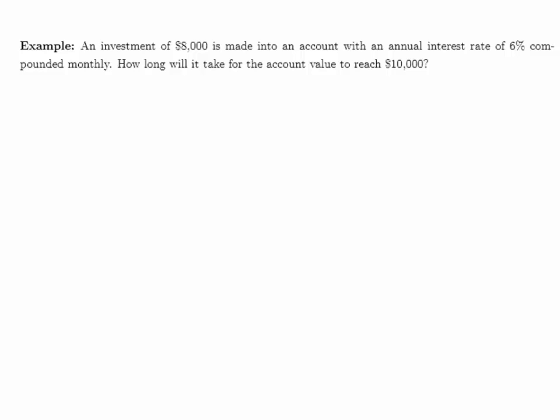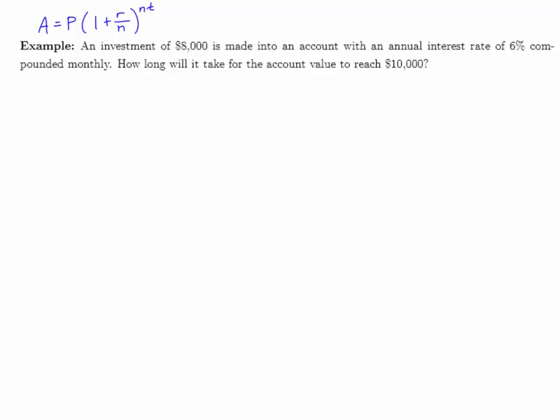So to start, our formula for compound interest: we use A, being the amount in the account after a certain amount of time, is equal to P, which is the principal or the amount invested, times 1 plus that rate R divided by N, N being the number of times that it will compound, raised to N times T. I want to note here that R is going to be written in decimal form.